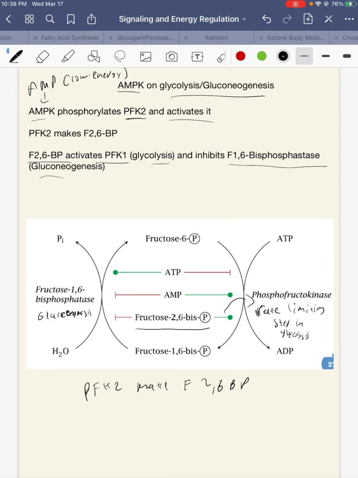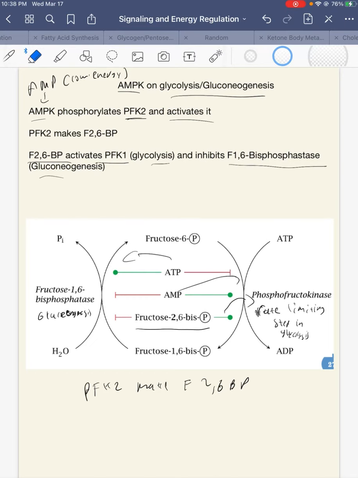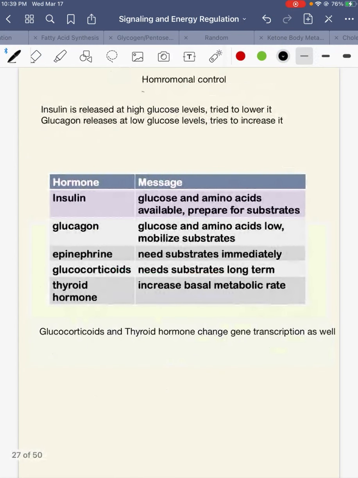This is also showing you AMP directly acts on PFK and ATP as well. AMP activates PFK and ATP activates fructose 1,6-bisphosphatase. Okay, so this is all from glycolysis. Okay, so we talked about AMPK acting on fatty acid synthesis and glycolysis. So let's talk about hormonal control.